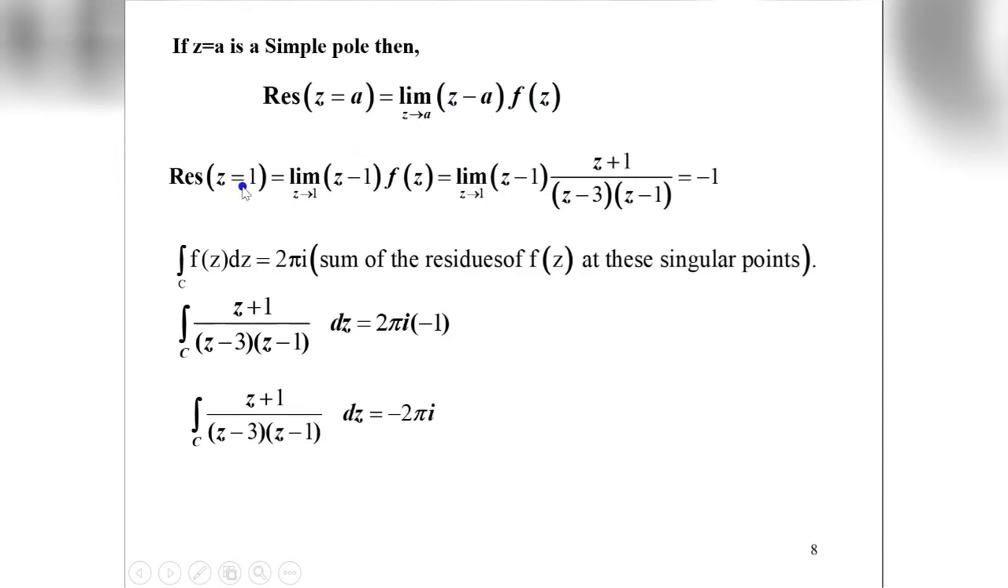So we have a as 1, the limit as z tends to 1 of z minus 1 times f of z. By applying limits, z minus 1 cancels out, and 1 plus 1 is 2, 1 minus 3 is minus 2, 2 by minus 2 gives us minus 1. By Cauchy residues theorem, the integral over C of f of z dz equals 2 pi i times the sum of the residues. We have only one residue, that is minus 1. By substituting, we get the final value as minus 2 pi i. So finally, the integral over C of z plus 1 by z minus 3 times z minus 1 dz equals minus 2 pi i.